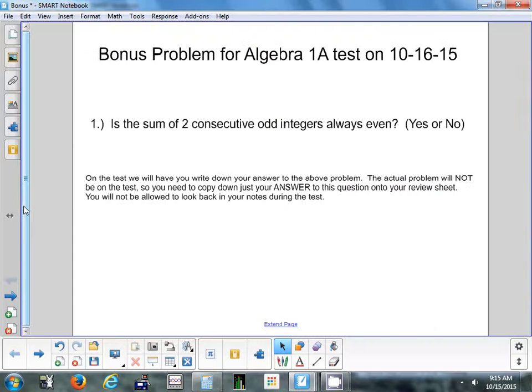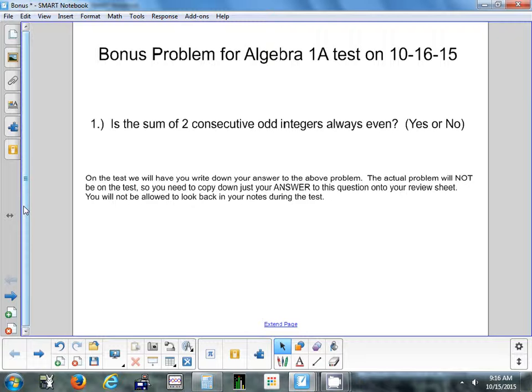All right, so this is the bonus question for the test on October 16th, 2015. And the bonus question is: is the sum of 2 consecutive odd integers always even? Okay. Is the sum of 2 consecutive odd integers always even? Right? And it's a yes or no question.